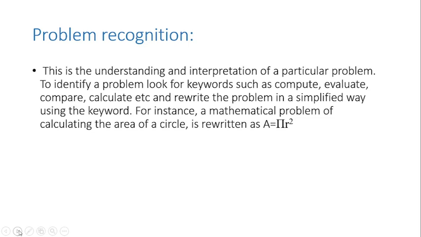To identify a program, look for keywords such as compute, evaluate, compare, calculate, etc., and rewrite the program in a simplified way using keywords. For instance, a mathematical program for calculating the area of a circle is written as area A is equal to pi times square of r, which is the radius.